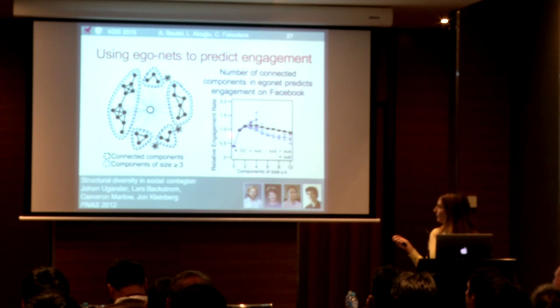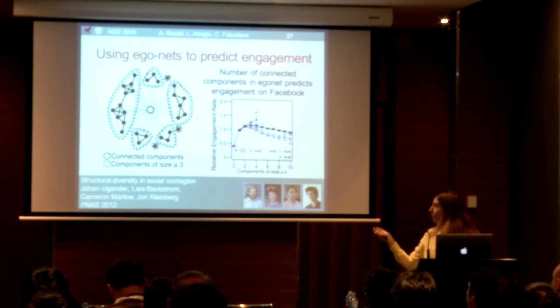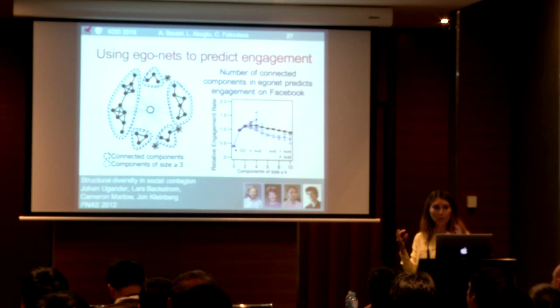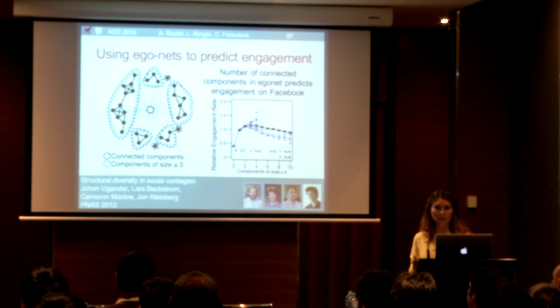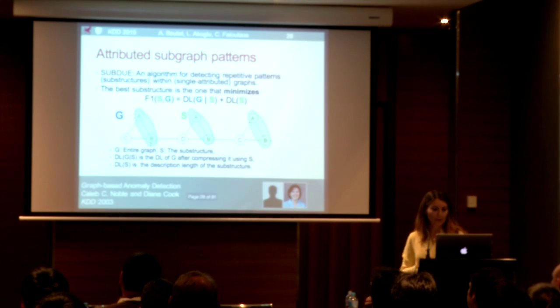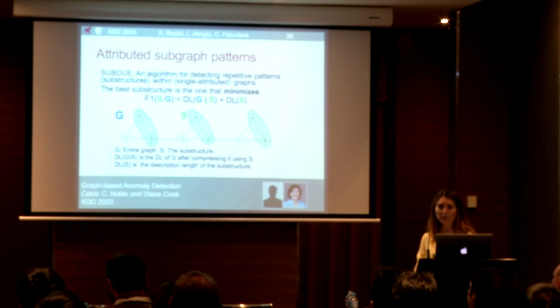Okay. All right. So you can see that by studying some structural properties of the subnetworks, like ego networks, you can find some normal user behavior, expected behavior. Okay. So let's move on to some attributed subgraph patterns.